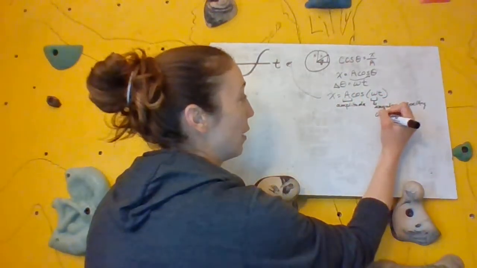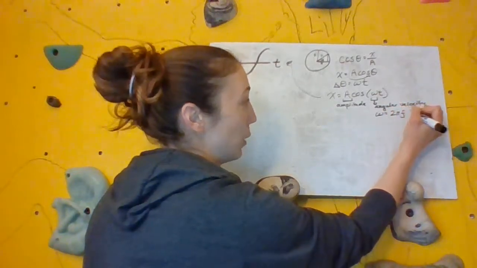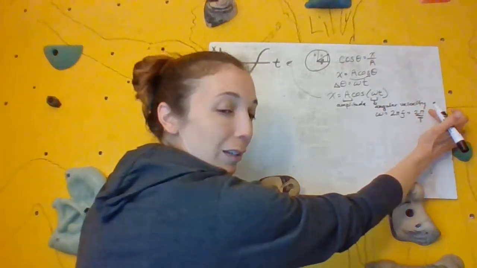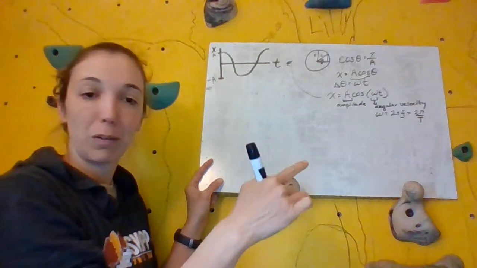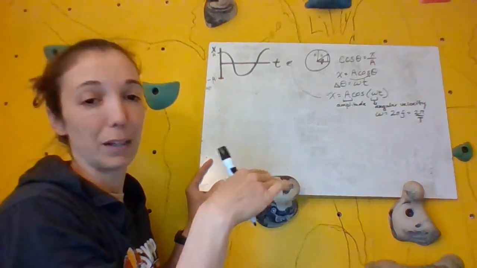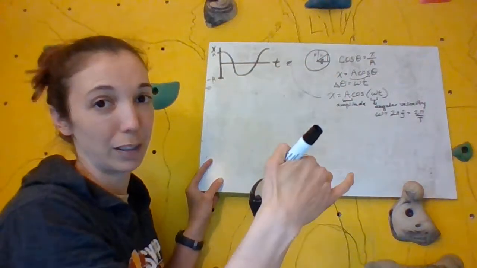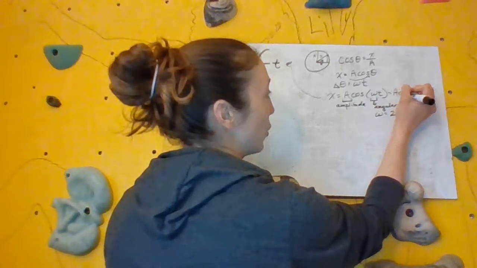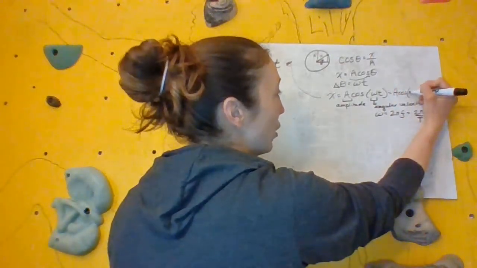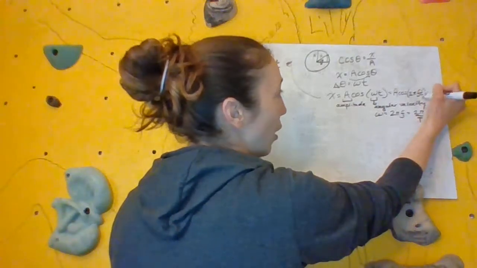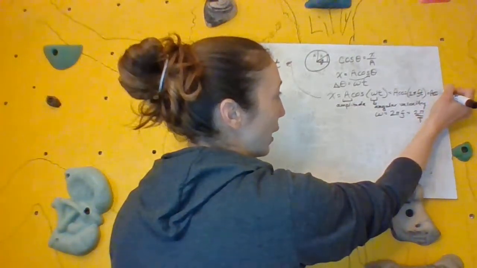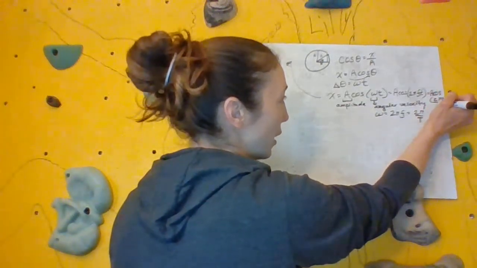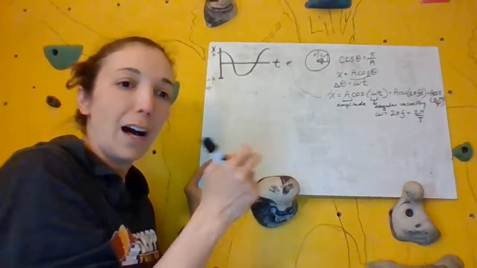Remember that angular velocity is equal to 2 pi times your frequency. It's also equal to 2 pi over your period. So 2 pi is how many radians you go through in one rotation, and period is the amount of time it takes. So delta theta over delta t equals omega. So I can rewrite this equation to say A times the cosine of 2 pi f times t, or I can also write it as A times the cosine of 2 pi t over T. Sorry, I ran out of board here.